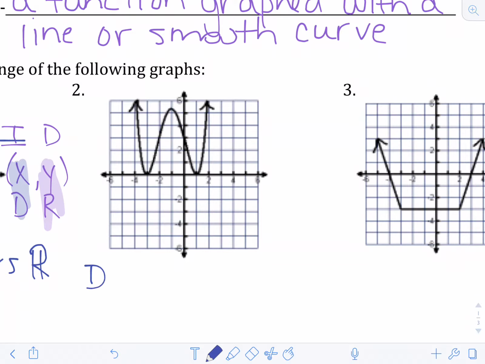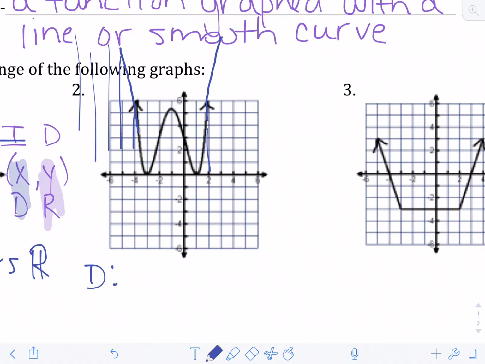First I'm going to look at my domain. Those are my x values. Now here's the thing. You see how this has an arrow? That means it keeps going and going. See how this has an arrow? It keeps going and going. So when I look at my vertical lines, I have a point here at -4, a point at -5, -6, -7, and a point up there at -8.